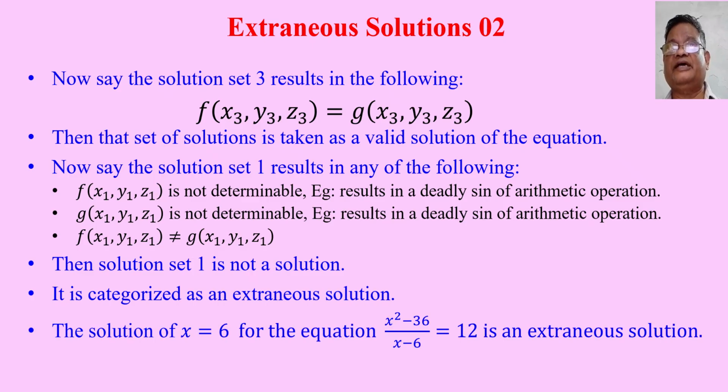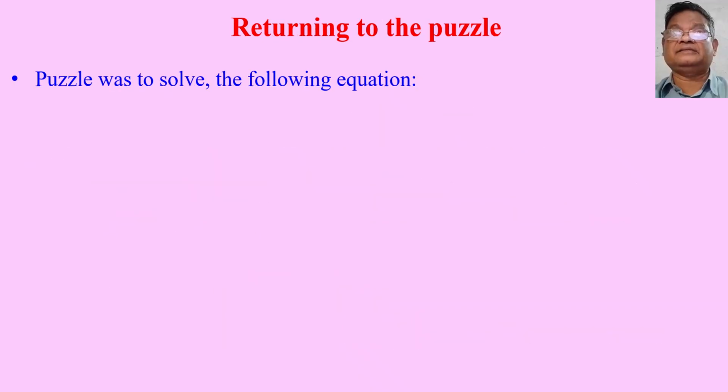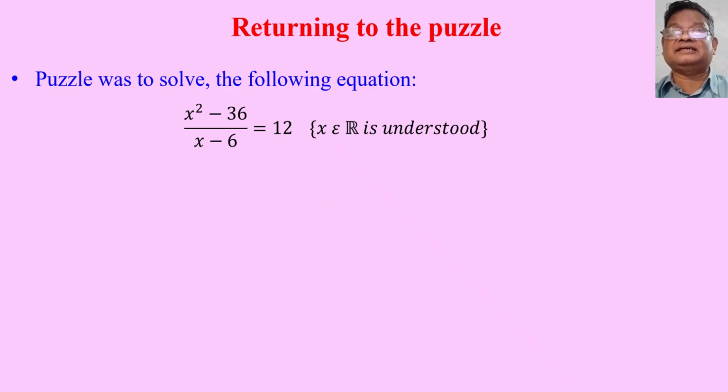The solution of x equals 6 for the equation (x squared minus 36) over (x minus 6) equals 12 is an extraneous solution. The puzzle was to solve the following equation: (x squared minus 36) divided by (x minus 6) is equal to 12.